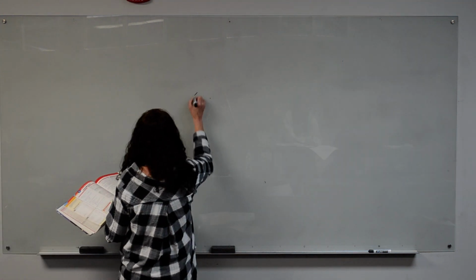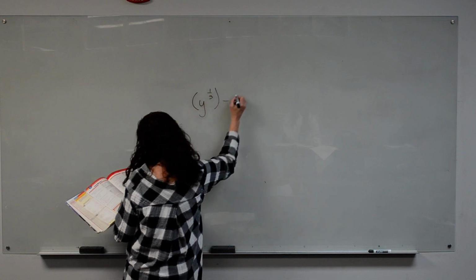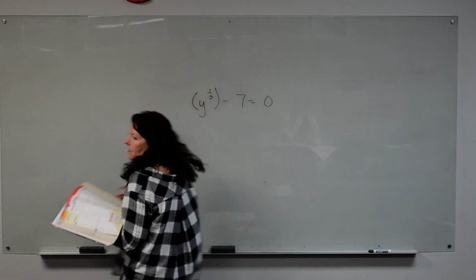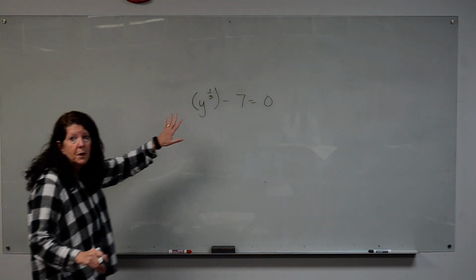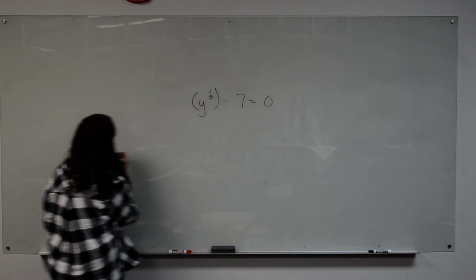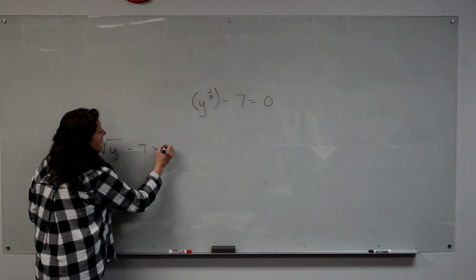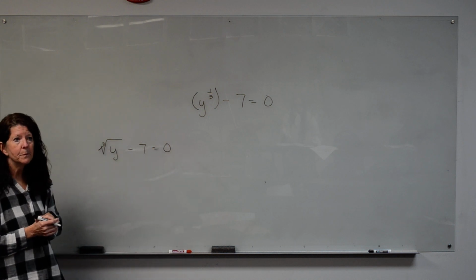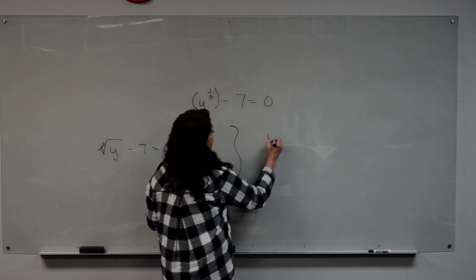Okay, what if I have something that looks like this? y to the 1/3 power minus 7 equals 0. Okay, if you want to do it with the exponents, you can do it with the exponents. But if you want to switch it to that, you can do it that way.